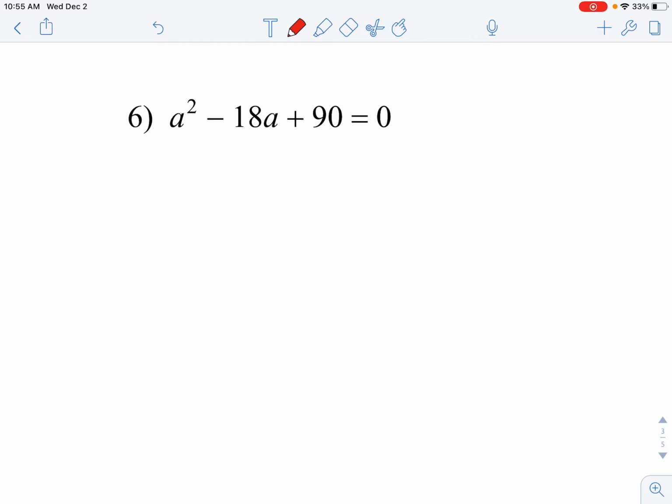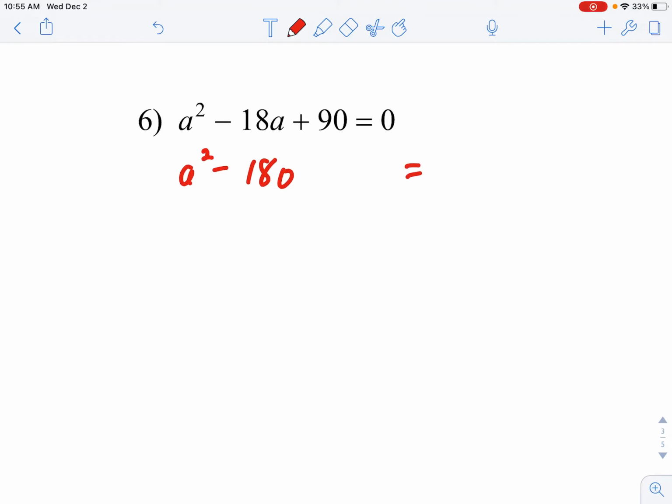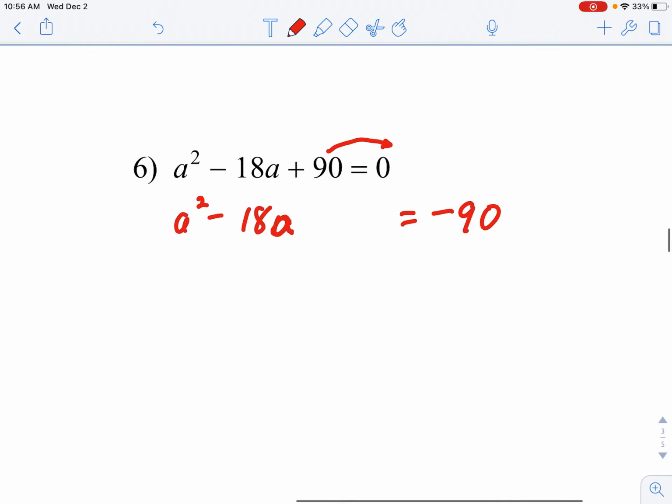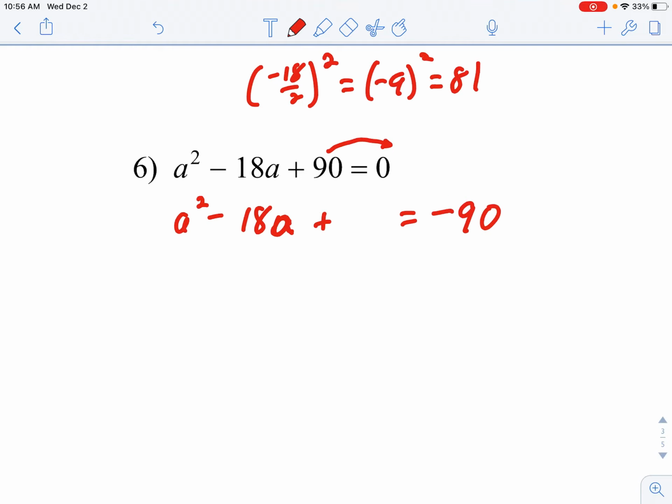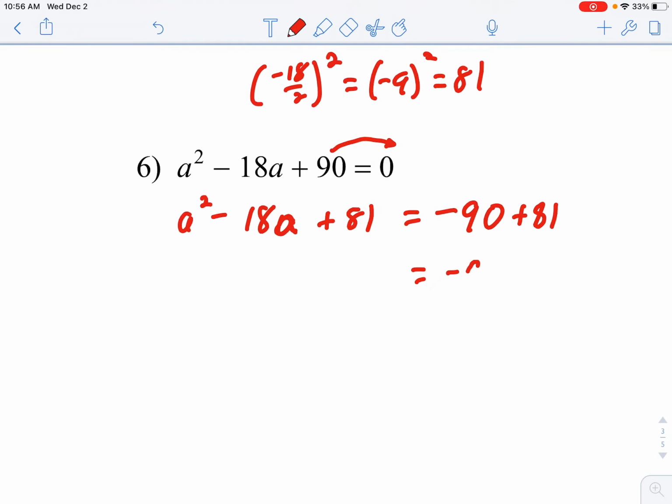Let's do number 6. So step 1, I have to move the constant term to the other side of the equal sign. This plus 90 is going to become minus 90. Now, let me make sure that's an A. Find the magic number. I need to take half of 18 and square it. I'm sorry, half of negative 18 and square it. That's going to be negative 9 squared, which is 81. So I'm going to add 81 to both sides of the equal sign. Over here on the right, negative 90 plus 81 is negative 9.